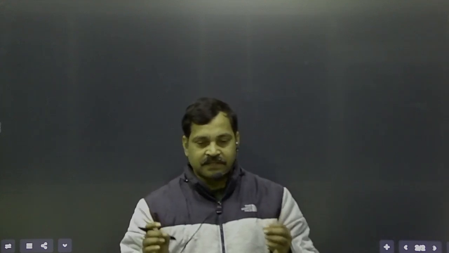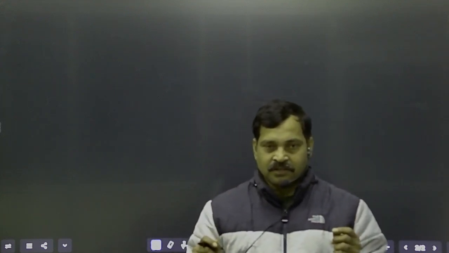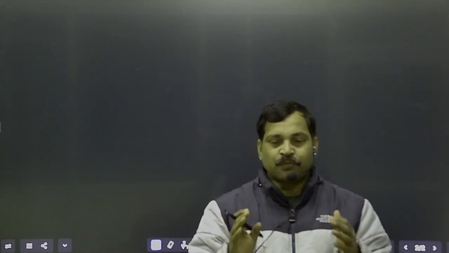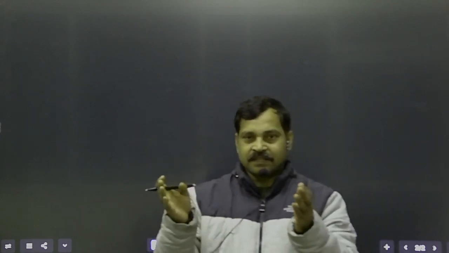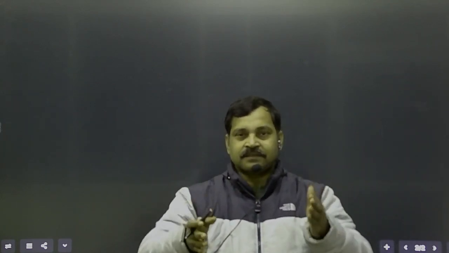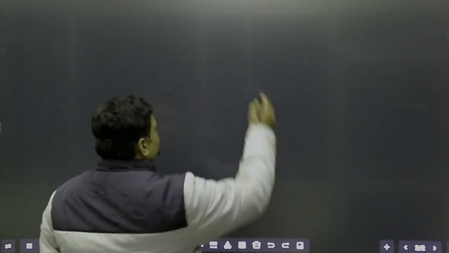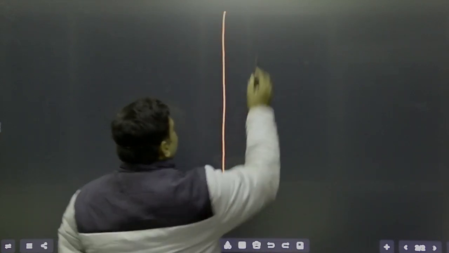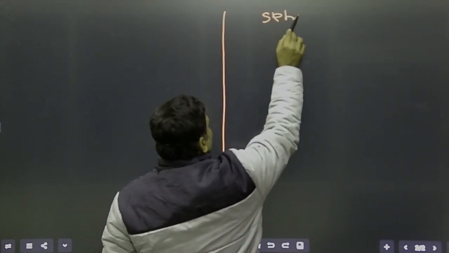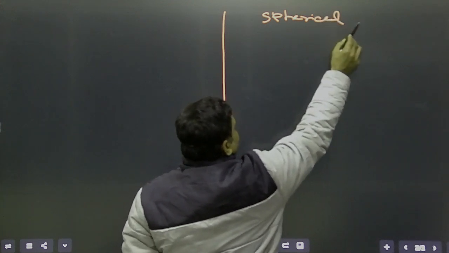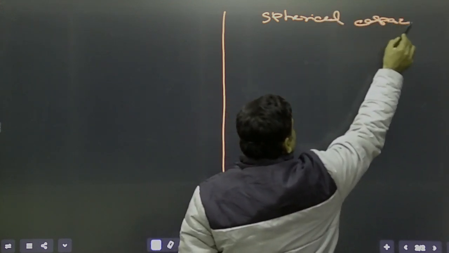Hi students, today we will discuss the derivation for the capacitance of a spherical capacitor. So we know how to find out the capacitance of a capacitor. A capacitor is formed basically by two parallel plates oppositely charged, placed some distance apart. So now we will consider a spherical capacitor.